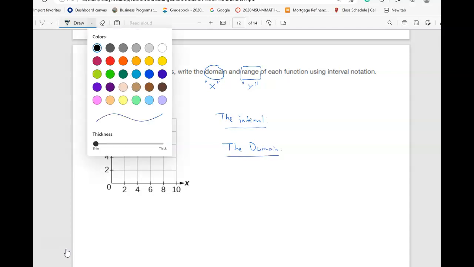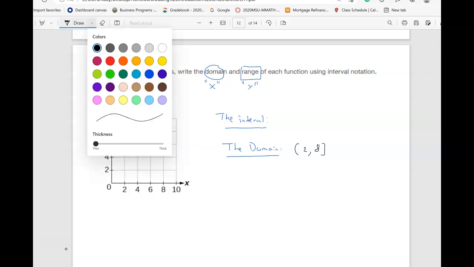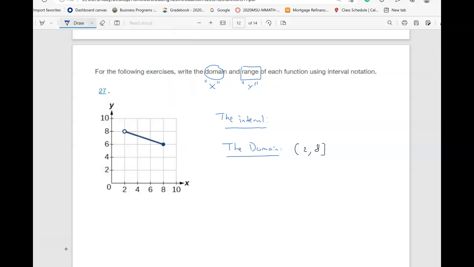Now, when we look at the domain, you're looking at the x values, and that's all of these x values. So technically not including 2 because of the open circle, but then you start having x values all the way to 8. So technically we would say parentheses 2 to 8, and then a bracket, because you are including the value of 8. The next value would be the range.